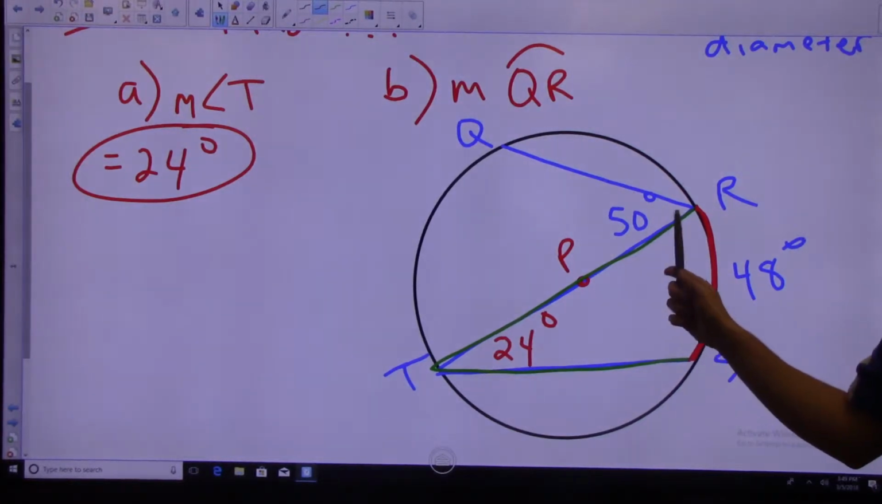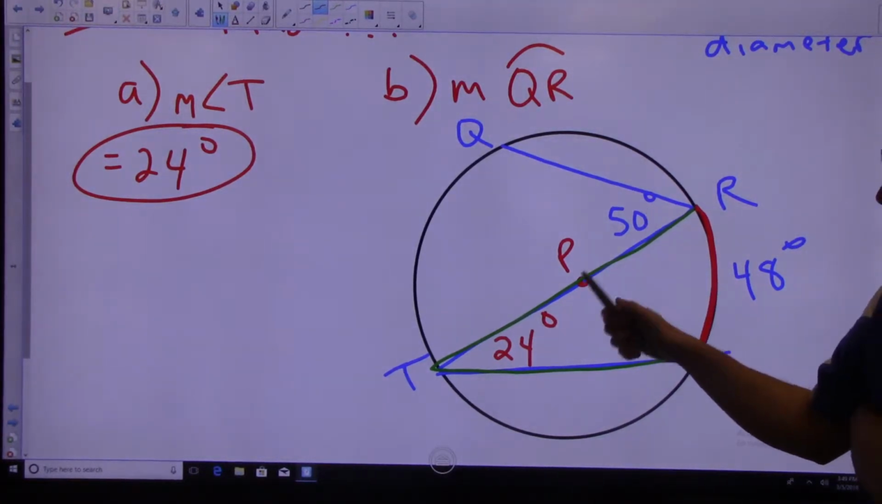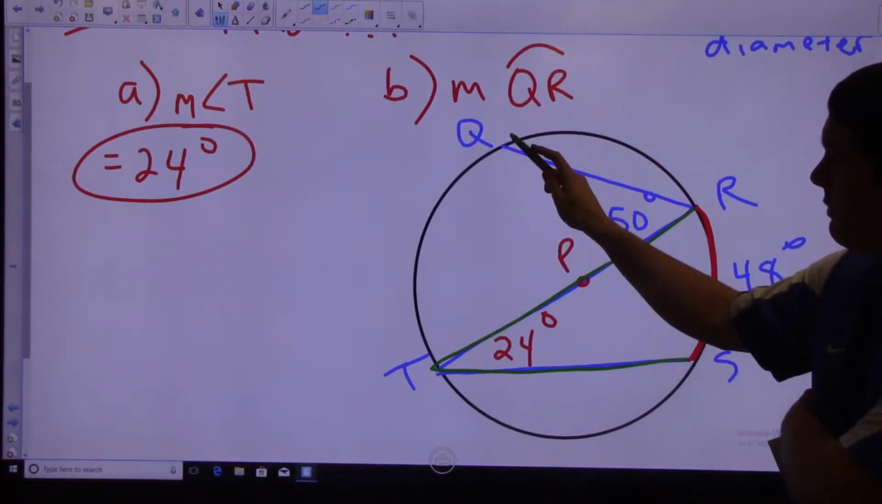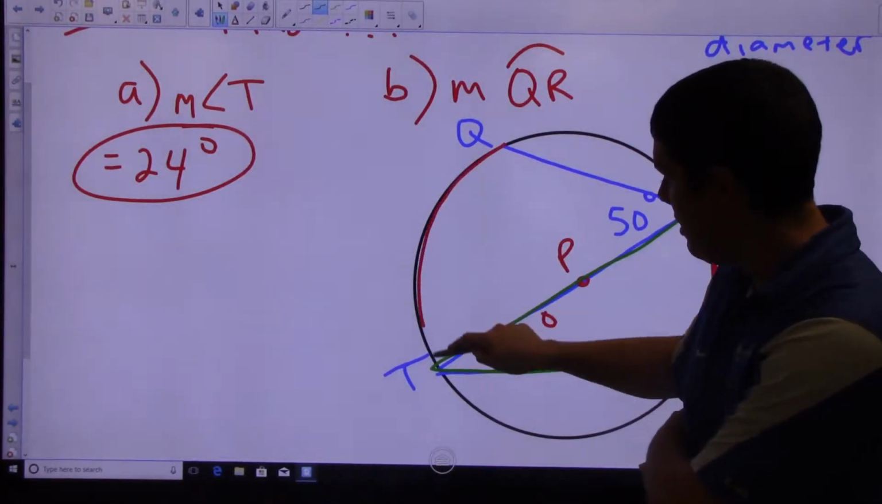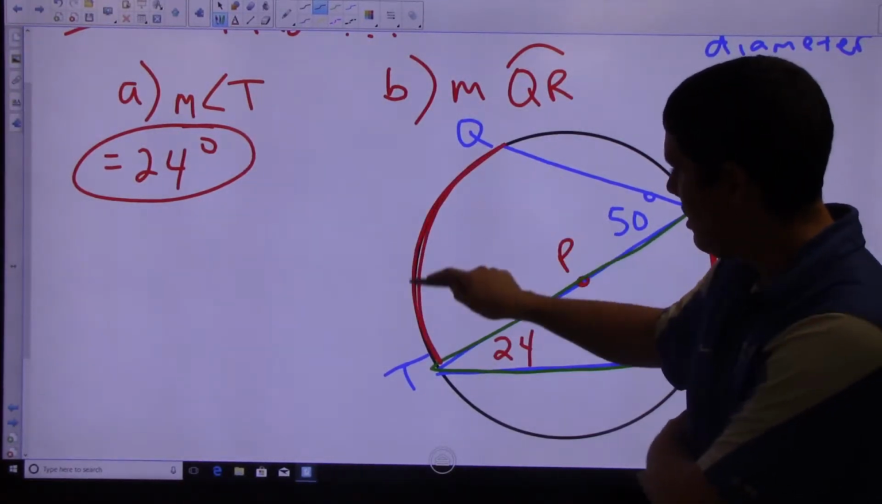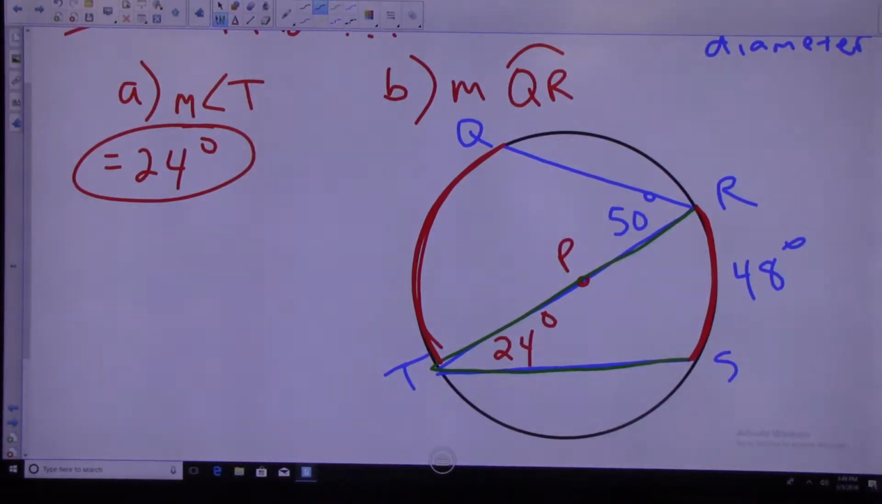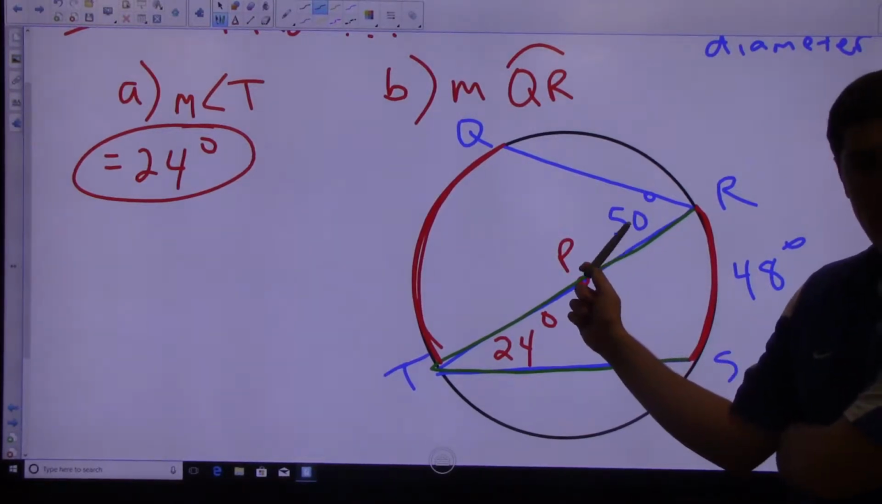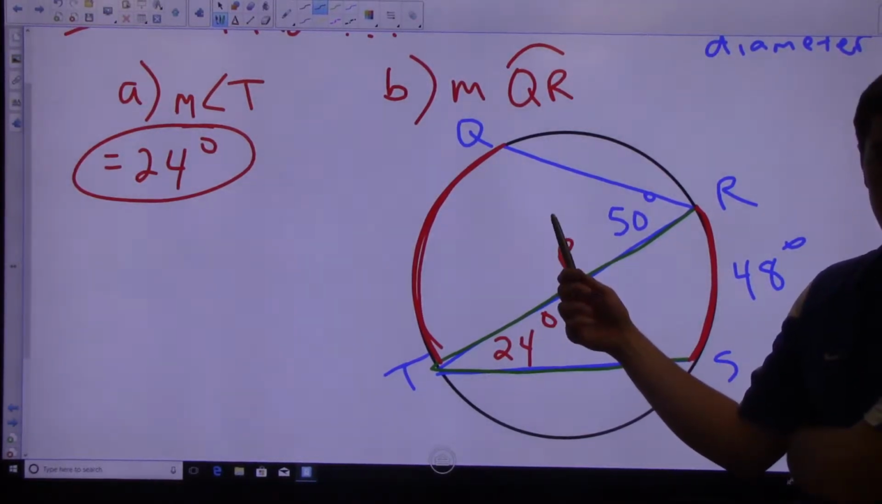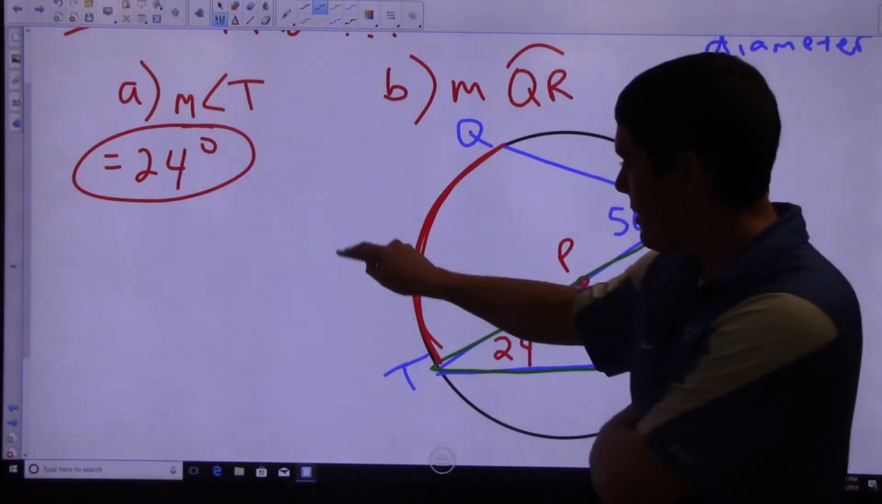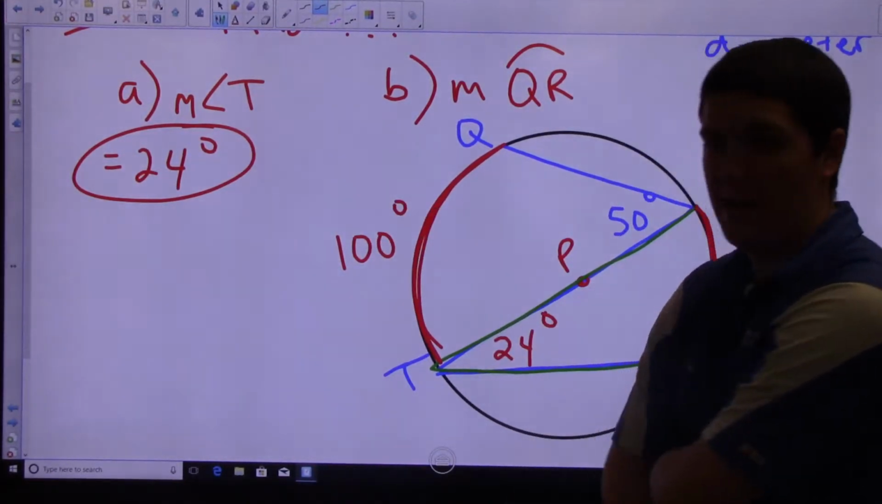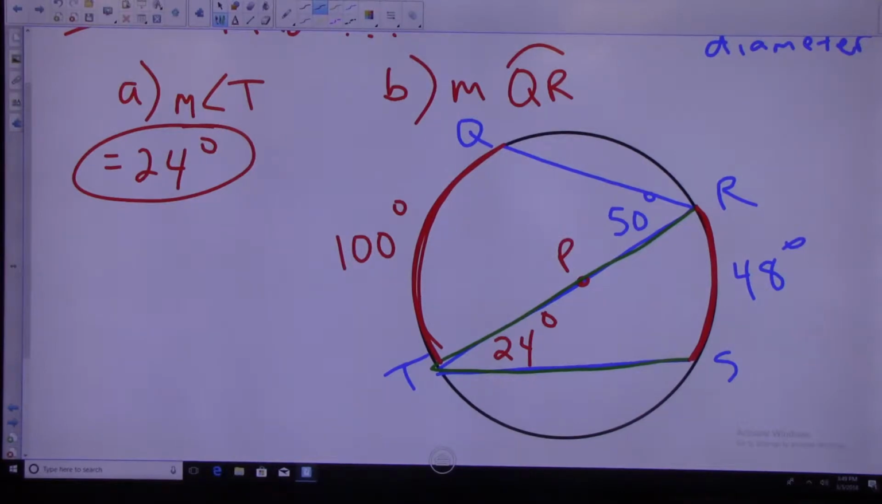So if that's an inscribed angle, 50, and let's say we wanted to find this arc right here, QT. The fact that we just wrote down is that an inscribed angle is always going to be half of its intercepted arc. So 50 is half of what? If you said 100, got it. So that's 100 degrees. But that's not our answer. Hopefully you guys are aware of that.